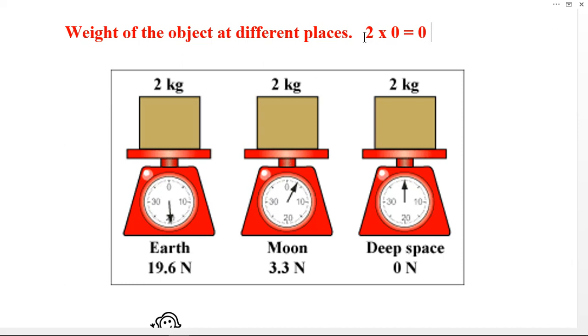0 Newton. So it means that in space the object becomes weightless, but we cannot say it becomes massless. Mass remains the same wherever you take the object. Try to understand this difference. The mass will remain the same wherever you take the object, but the weight will change depending on the value of g, or depending on the gravity.